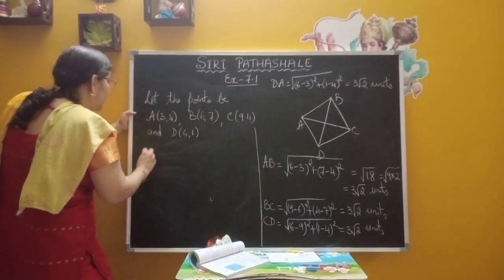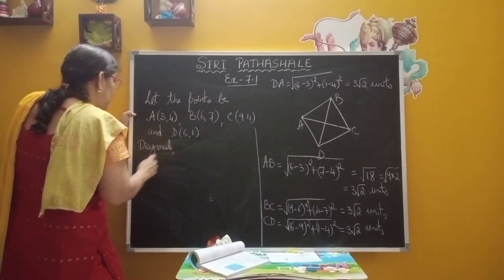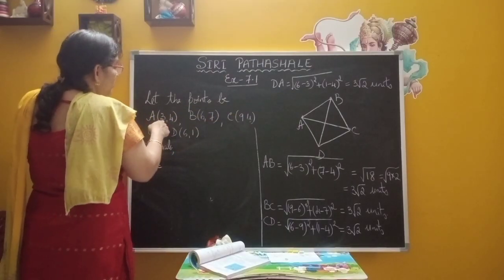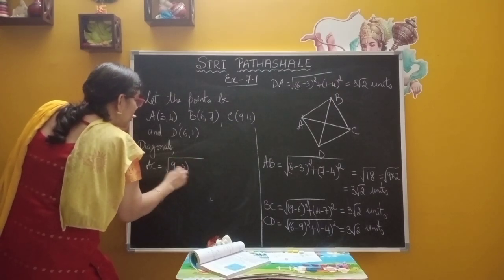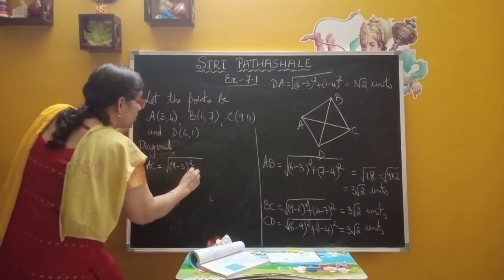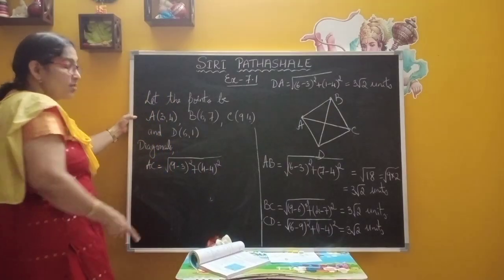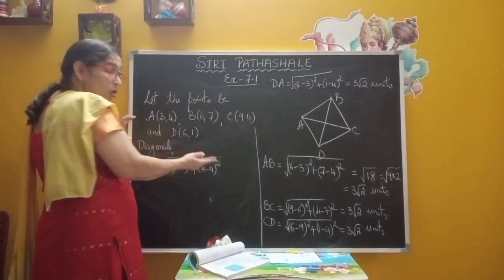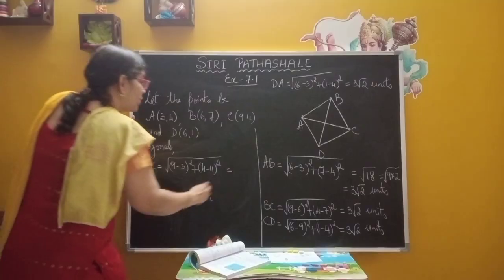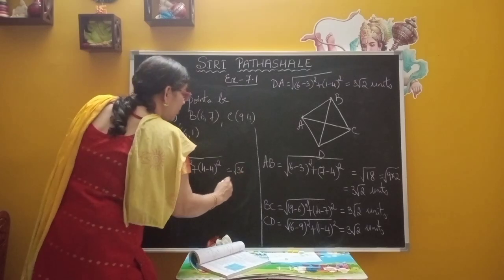First diagonal, let me find AC now. AC is equal to the square root of (9 minus 3) whole square plus (4 minus 4) whole square. 9 minus 3 is 6, 6 square is 36. 4 minus 4 is 0. So the square root of 36 is 6 units.